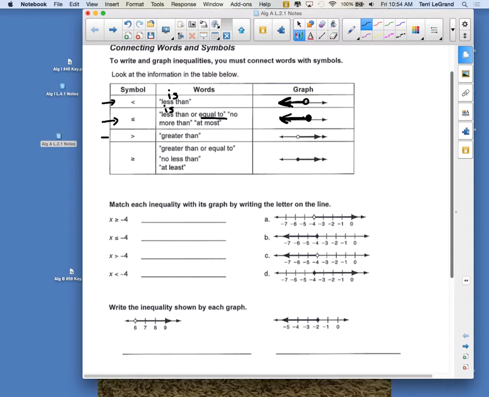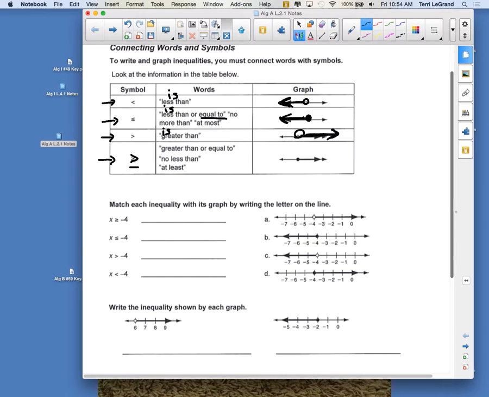And then we talked about when it's pointing to the right, that means is greater than. We're going to insert the word is again. Is greater than. And notice on the graph, when we're graphing those, we are shading to the right. And this one has an open circle because the equal to part is not there. But in the next one, the equal to part is there, that little bar.